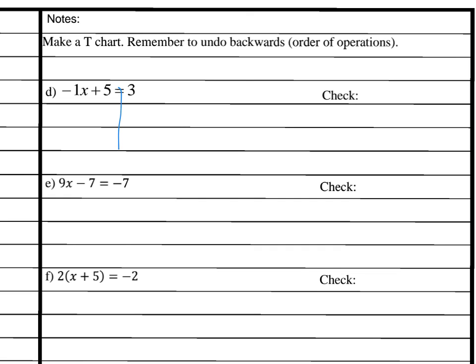So for example D, we have negative 1 times x plus 5 equals 3. So I'm going to pause on this one, and I would like for you to give it a try by yourself and then check and see how I did it. Alright, so you should have subtracted 5 from both sides to start. And then negative 1 times x equals negative 2. So then to undo a multiplying by negative 1, we should divide by negative 1. And negative 2 divided by negative 1 is positive 2. So x equals 2.